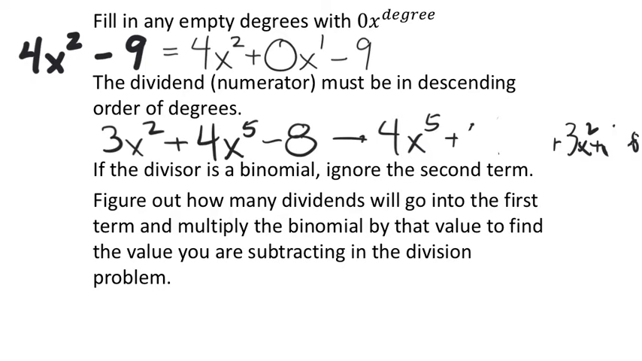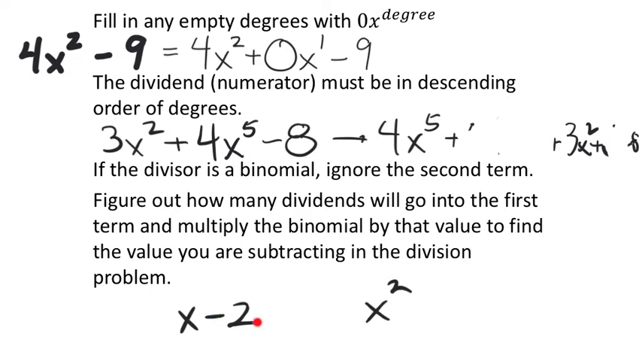So if the divisor is a binomial, ignore the second term. Figure out how many divisors will go into the first term and multiply the binomial by that value. What we're trying to do here is see how many of something goes into something else. That's what division is. But in the binomial, we don't care about the second term. Like a binomial we've seen before, x minus 2. If I'm looking to see how many of these go into x squared, I really don't care about the minus 2. I just care about the x. So the first term is all you're concerned about.